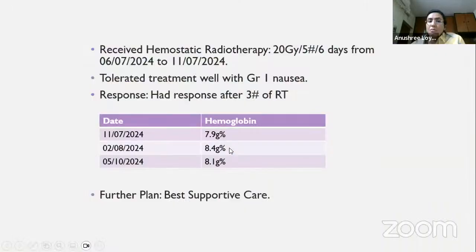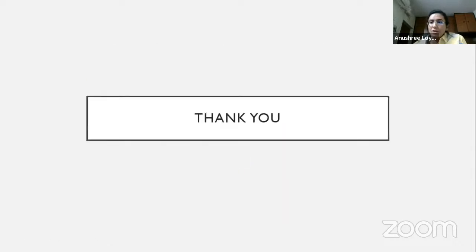So this patient received hemostatic radiotherapy to a dose of 20 gray in 5 fractions. He tolerated the treatment well with only grade 1 nausea, and he had a response after 3 fractions of RT. The patient was advised further chemotherapy, but he denied. So his further plan was best supportive care. On follow-up, his hemoglobin remained stable. That's it. Thank you.